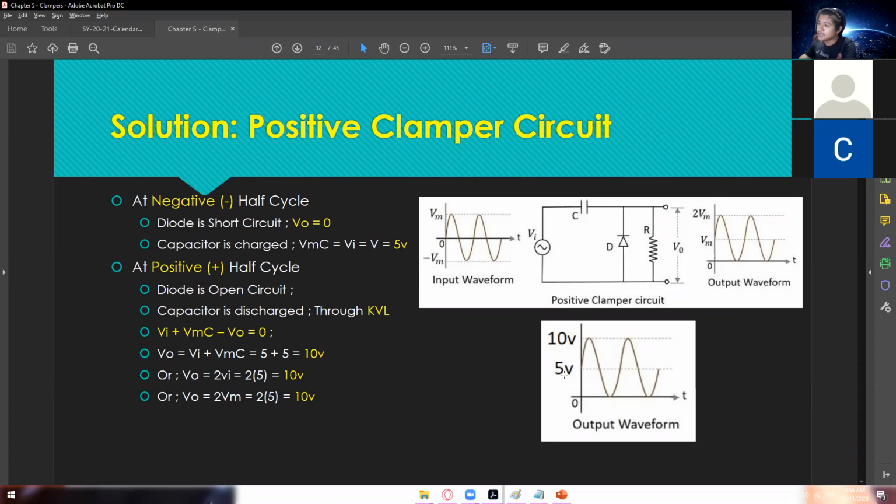If you take a look at this one, you have 5 volts and then 10 volts. So basically, it's twice the peak voltage of the positive. From positive 5 to negative 5, it was shifted above the ground level, wherein positive 5 and another positive 5 will result in positive 10 volts. So that's how we got this answer.